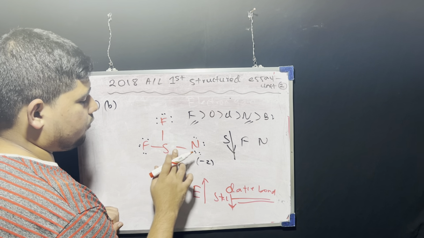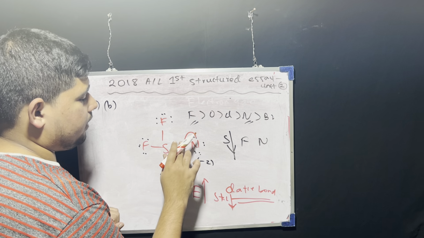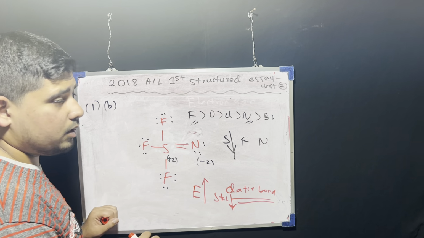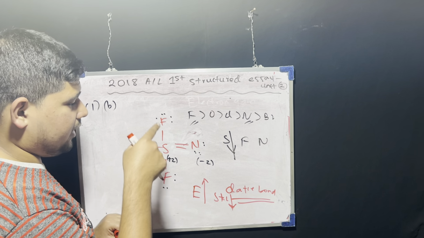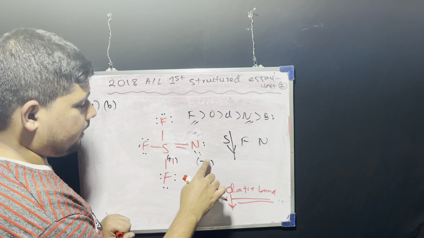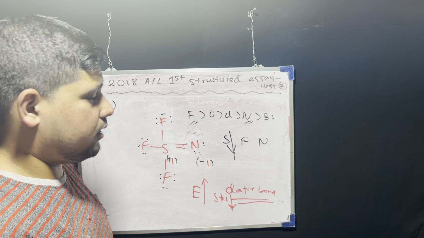Here, what can I form? I can form a dative bond here. I can make this lone pair a bond pair. So if I do that, what will happen? A bond will be formed. Now you see the charge distribution. Here there should be 6, but it has 5 valence electrons. Therefore, +1 charge. Here -1 charge. There should be 5, but it has 6 valence electrons.